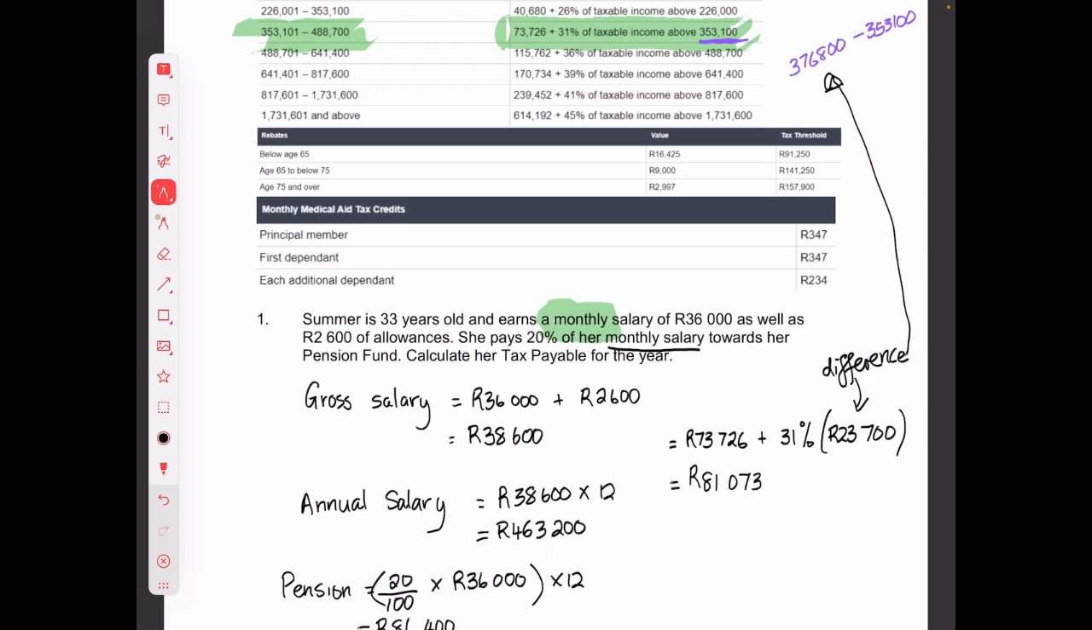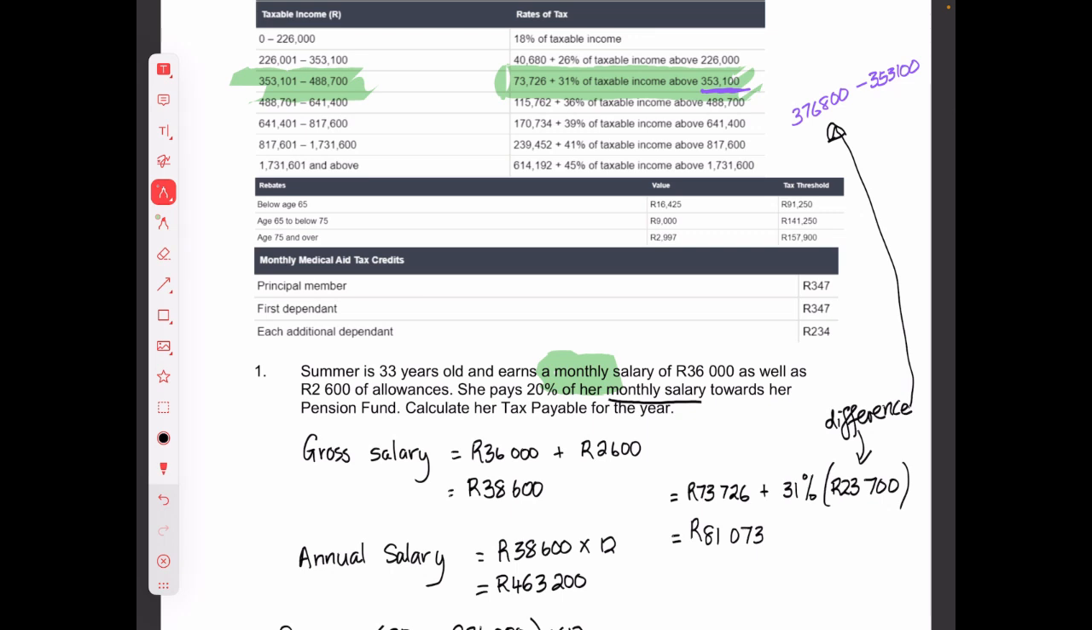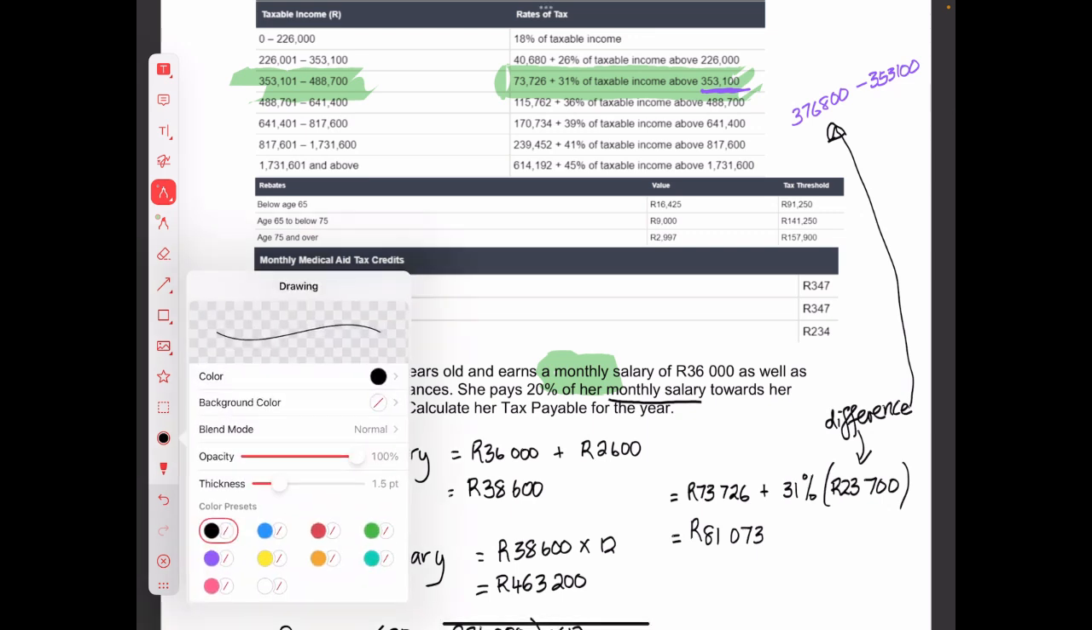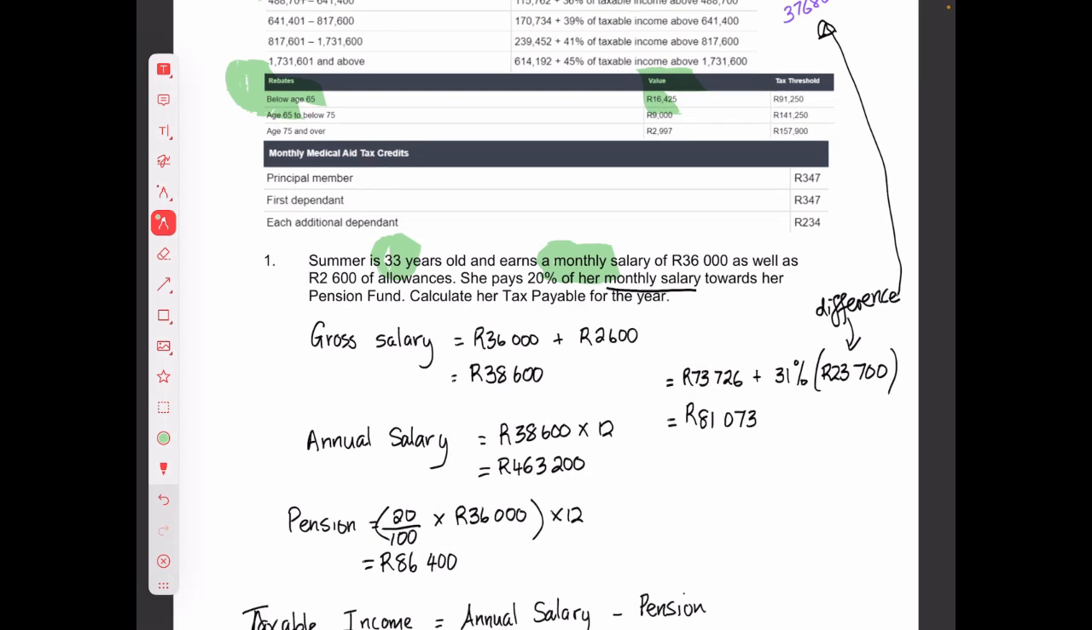So at this point, we go and look at this part of our tax table. What do we notice here? We notice that this has a rebate. So I want you to take note of the rebate and the fact that this person is 33 years old. If they're 33 years old, they're below 65, and therefore they're going to get a rebate of 16,425. So at this point, we are going to subtract the rebate.